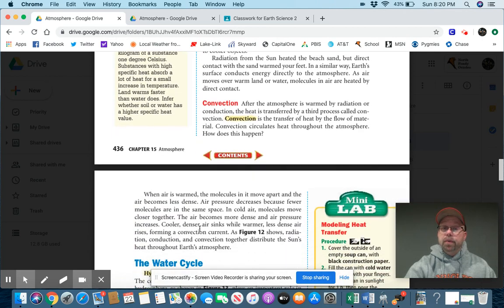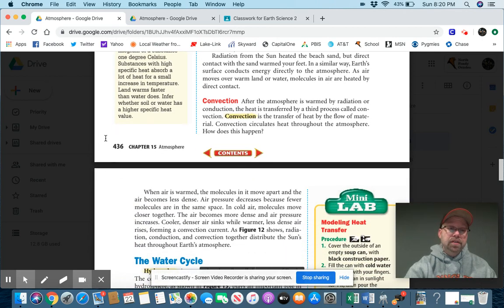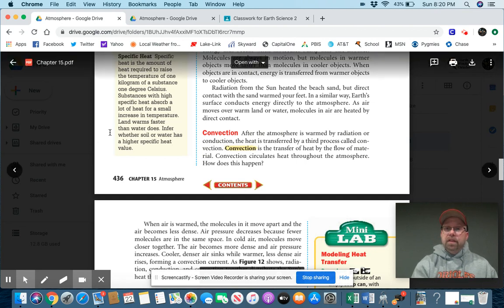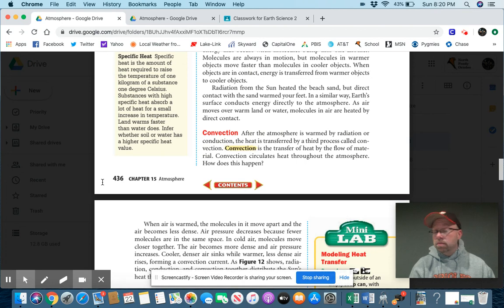The third way that energy is transferred in the atmosphere is convection. This definition is not great. It says it's a transfer of heat by the flow of material. Here's how I always describe convection, and we've talked about this already this year. Hot stuff rises, cold stuff sinks. That is the gist of convection.